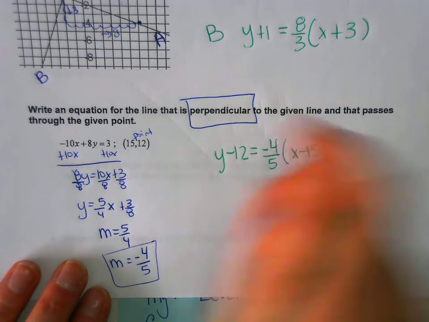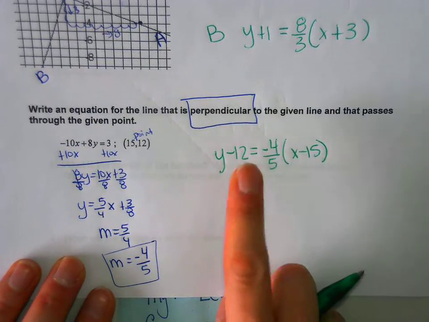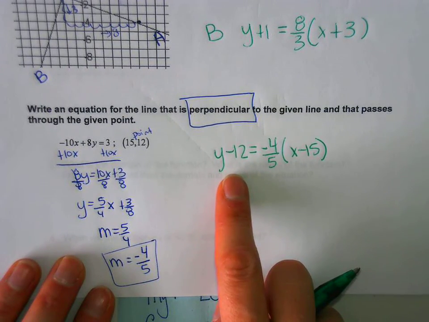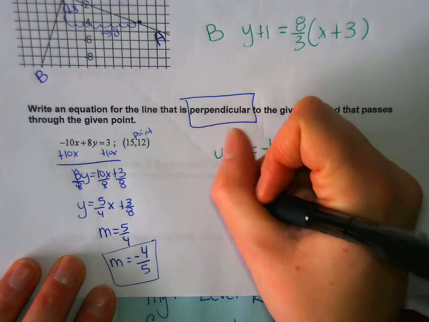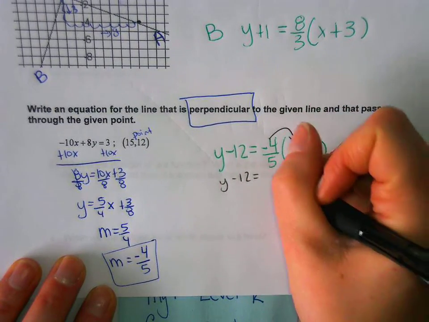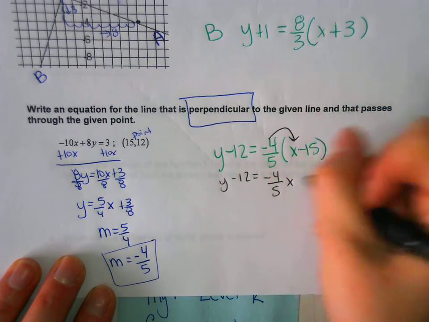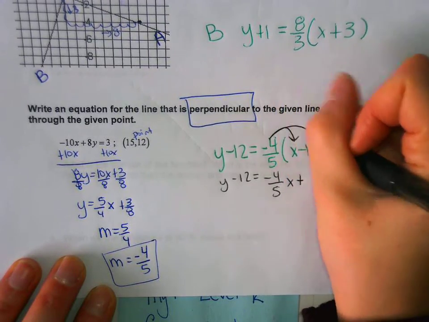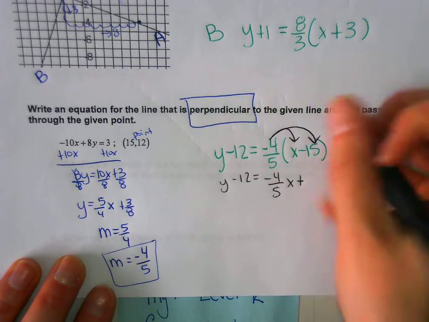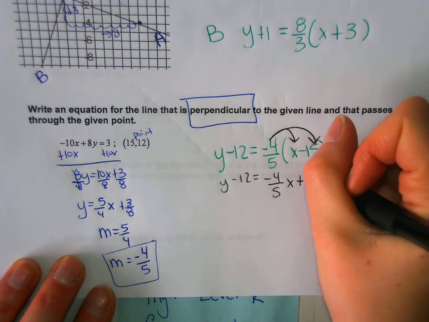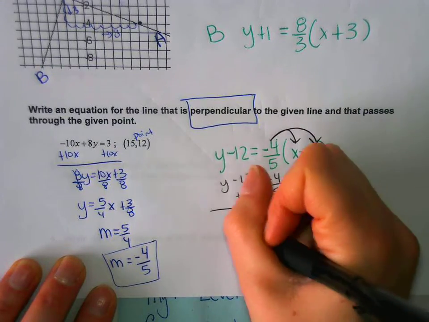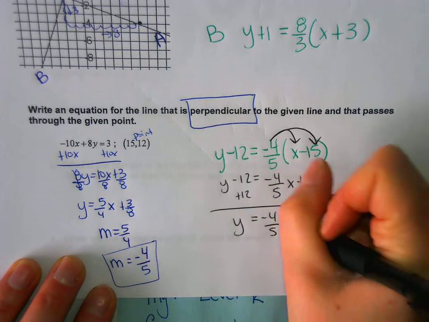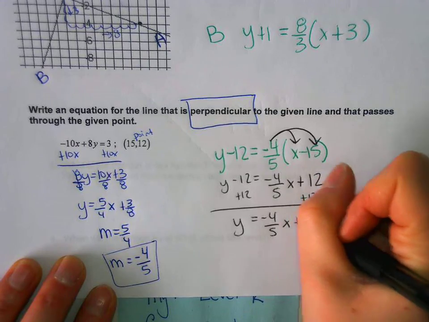So again, this one is in standard form. We're going to just change this into slope-intercept form just so we have practice. Technically, we are done here, but let's look at this in slope-intercept form. So I would distribute my -4/5. So -4/5 x plus -4/5 times -15, which would turn into a positive 12. Add 12 to both sides. Y equals -4/5 x plus 24.